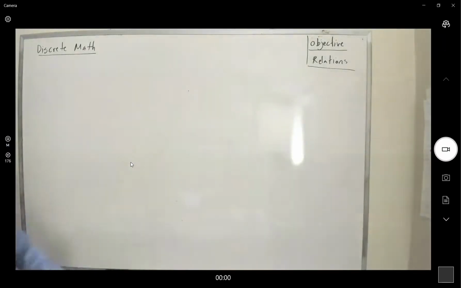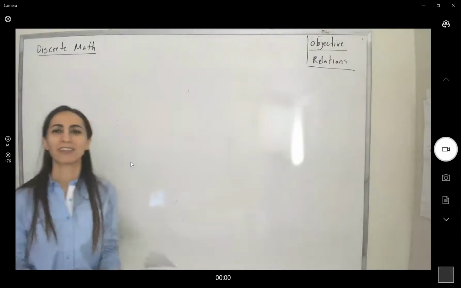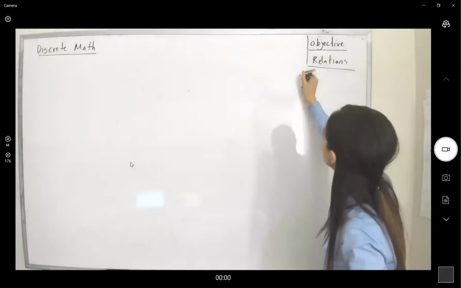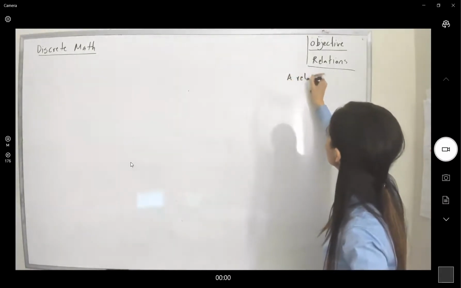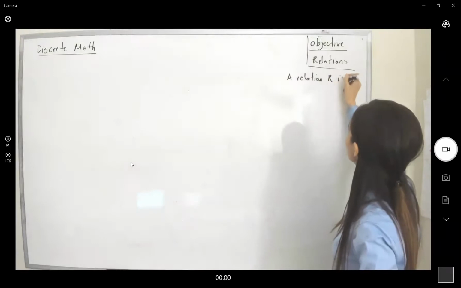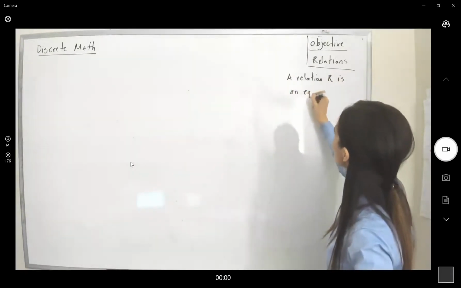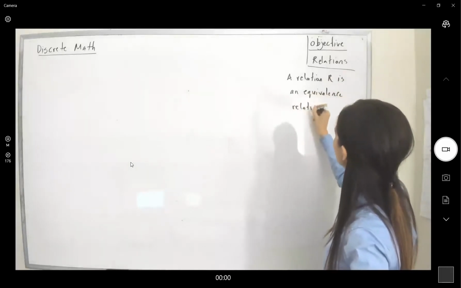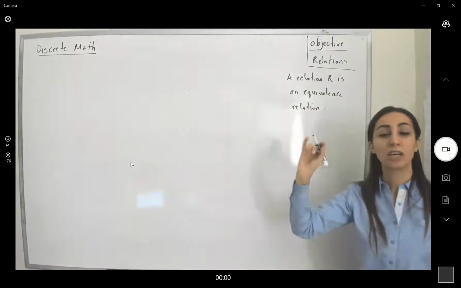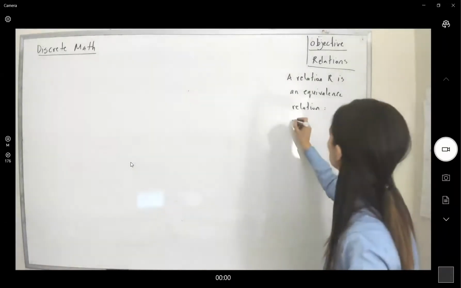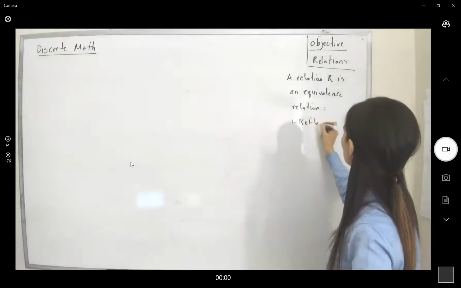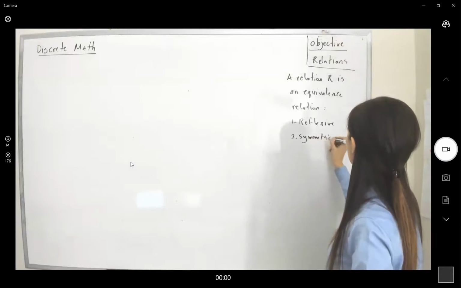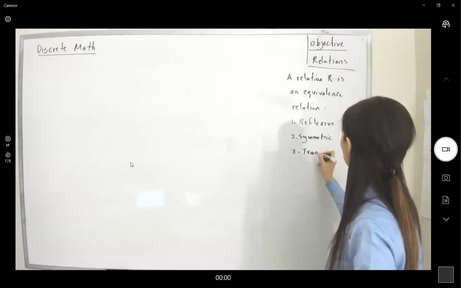Welcome back, everyone. So what we learned so far, we learned about relations. We said that a relation R is an equivalence relation if it is reflexive, symmetric, and transitive.